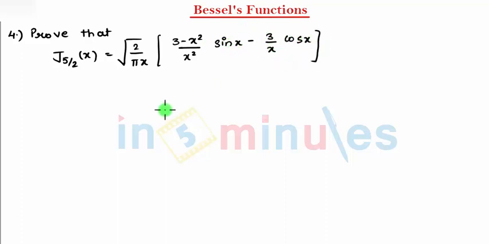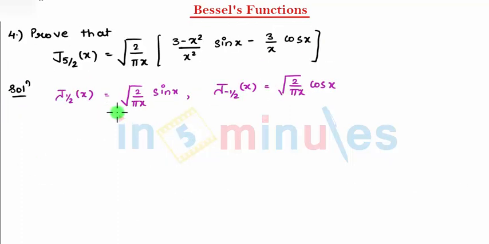Now again I will be using, so obviously you might be thinking, how can you remember this? You need to remember this, or else you need to prove this. Proving is not that sensible. So just remember this: J half x is under root 2 by pi x sin x, and J minus half x is cos x. That's not that much difficult to remember.